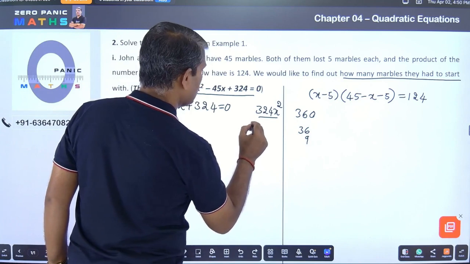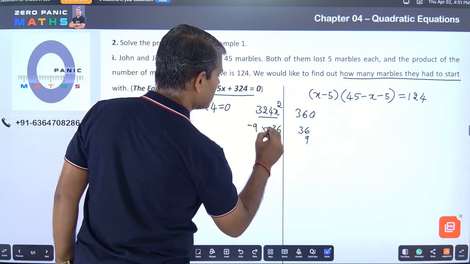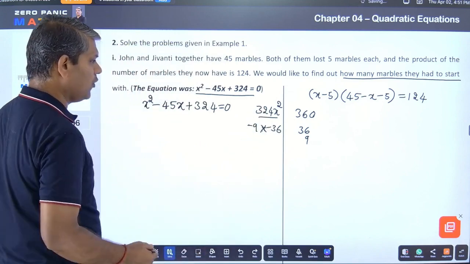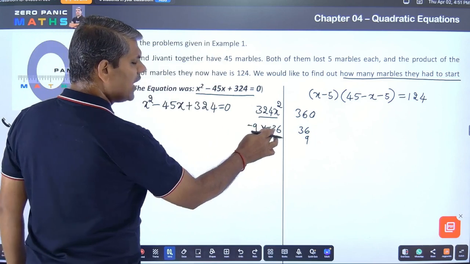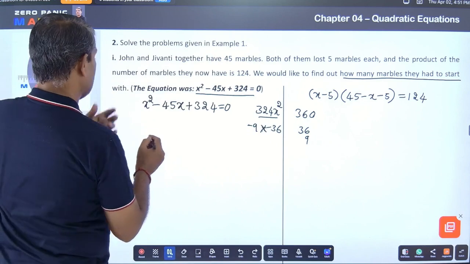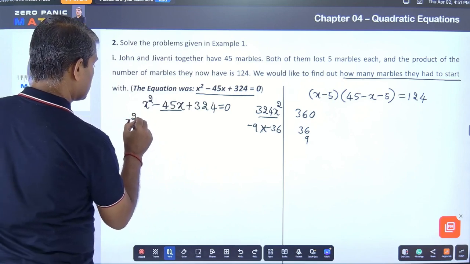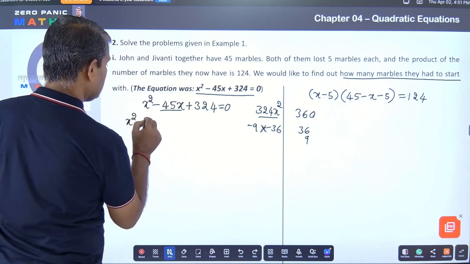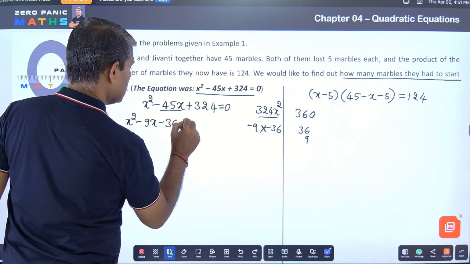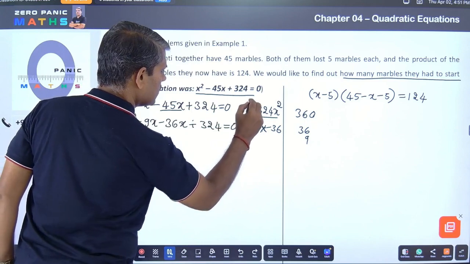So what you can do here is take minus 9 and minus 36. You see that minus 36 into minus 9 gives 324, and minus 9 minus 36 gives minus 45. So let us substitute that and split the middle term. x square minus 9x minus 36x plus 324 is equal to 0.